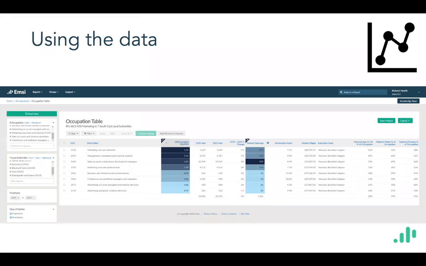So, using the data. The labour market data you're associating with the proposed programme needs to be applied in a way that clearly establishes the business case. High location quotients for industries or occupations associated with the programme are a really good way. They're a very effective way of demonstrating alignment with local labour market needs, because they show your region's strengths and peculiarities in comparison with the rest of the country.